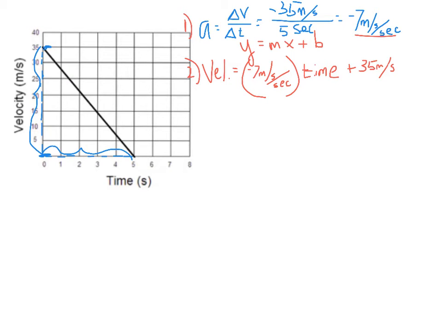What is the acceleration of the object? Kind of a trick question, but not really. Notice how I found my slope. When I found my slope, I actually called it what it is. Acceleration is the slope of this graph.